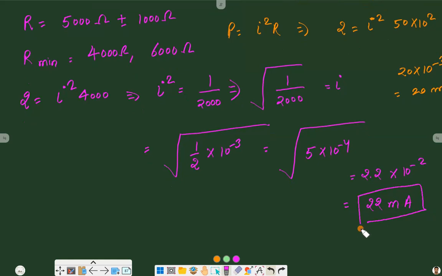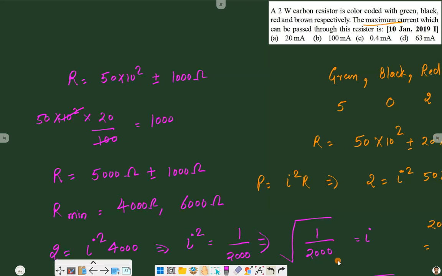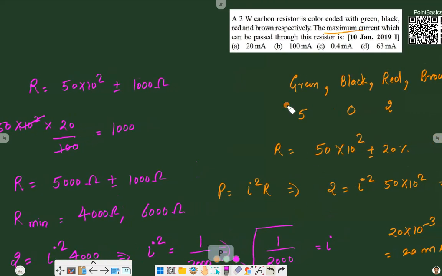So actually, assuming that the 20% tolerance, or 20% error, is there, the maximum current can be up to 22 milliampere. And if we match all the options, we don't have 22 milliampere as an option, we have only 20 milliampere as an option. So we will be checking 20 milliampere as the right answer. Let's move to the next question.